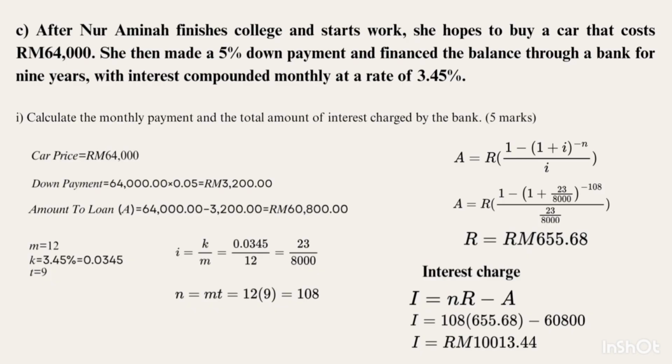And next, we will calculate the amount of N. We will use the formula of N equal to MT, where M is 12 and T is 9. We will get the amount of N is 108. After using the formula and the information retrieved, we will get the amount of R, which is 655 ringgit 68 cents. Finally, we are able to calculate the amount of interest charged by using formula I equal to NR minus A. We will get the amount of I, which is 10,013 ringgit 44 cents.